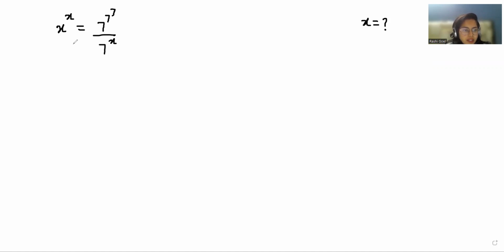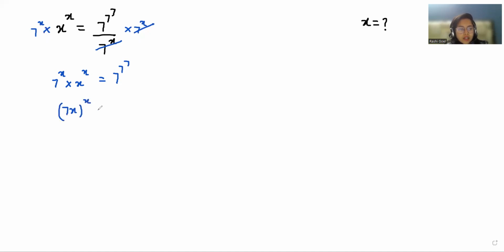Now my first step is I am going to multiply by 7^x on both sides, so we can eliminate this. So 7^x times x^x is equal to 7^(7^7). Now according to the exponent rule, we can write this as (7x)^x is equal to 7^(7^7). Now my next step is I'm going to raise both sides to the power 7.